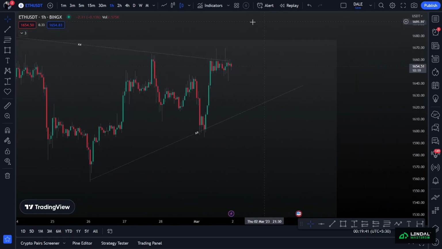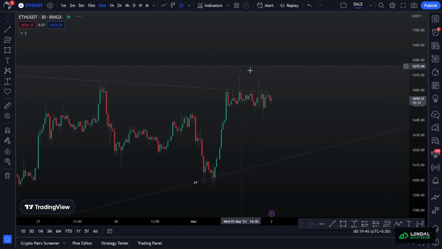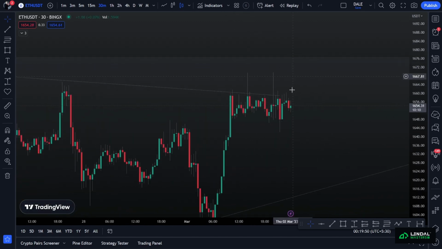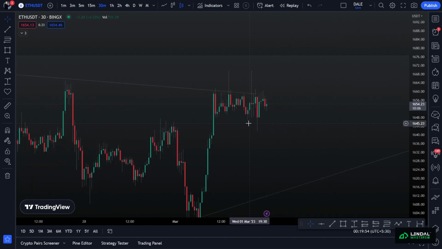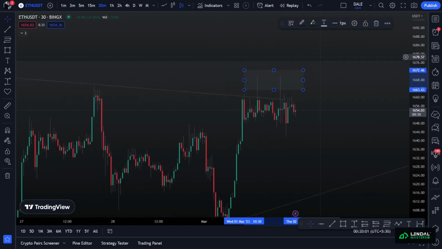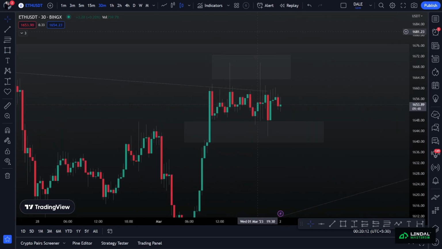Let's check the 1 hour. Yeah, it's still the same. Damn, stop loss is being hunted everywhere. This area here, major hunt. And this area over here, likewise the same. It's still being on a bus.